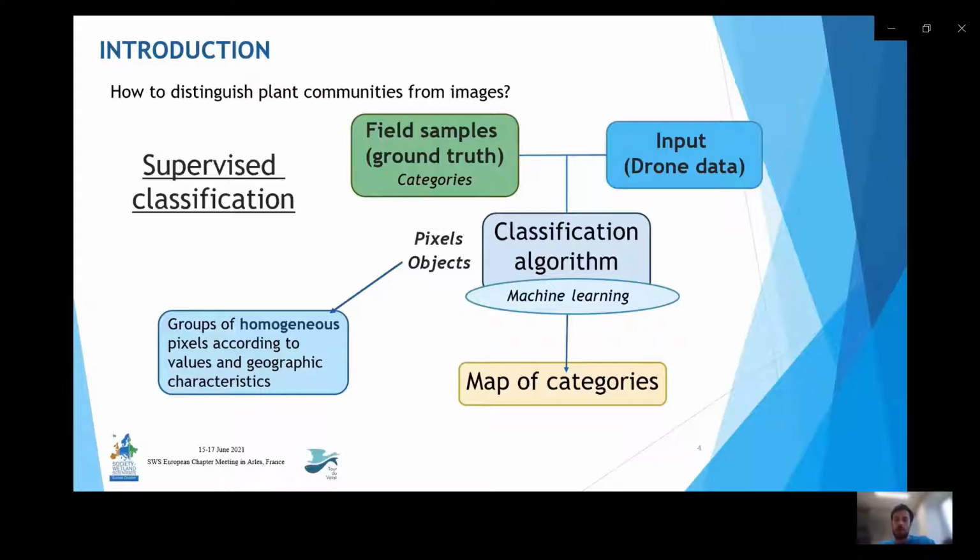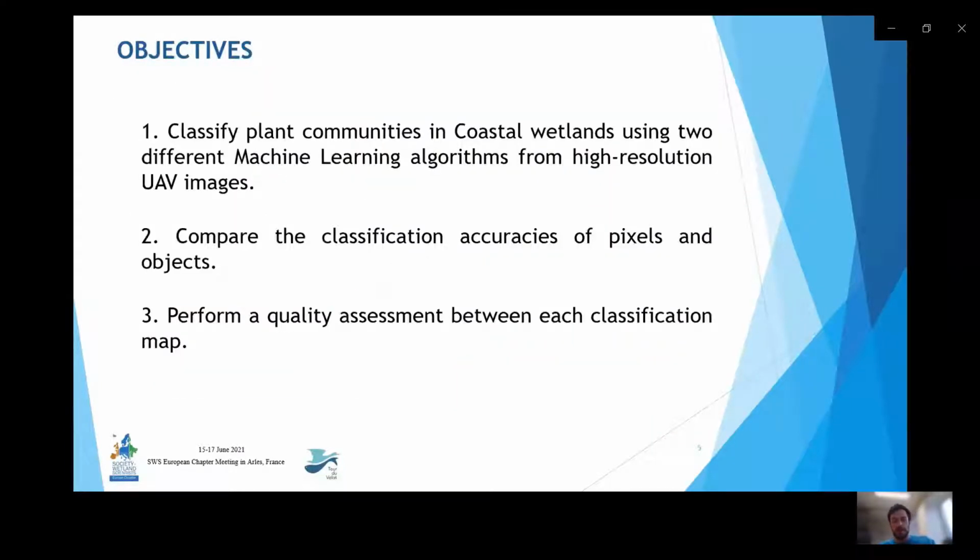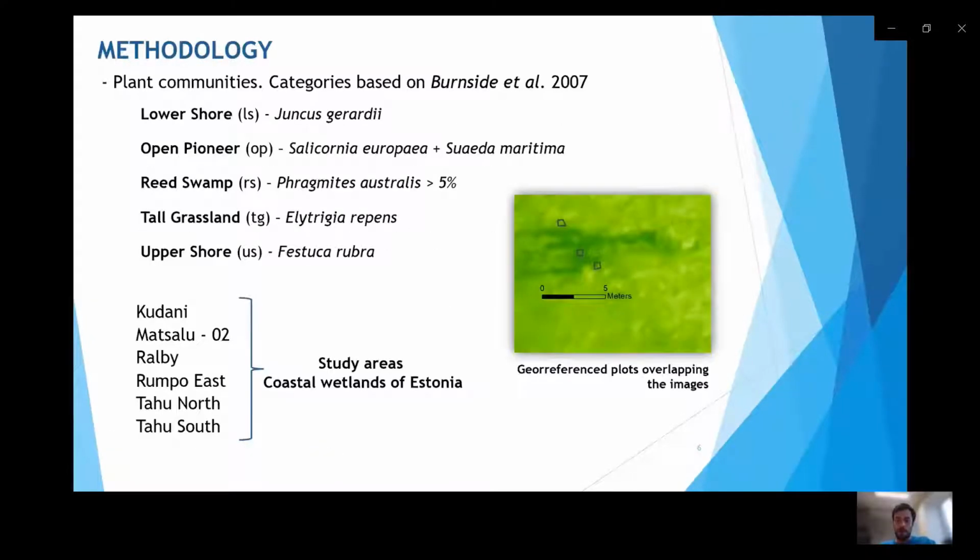From 2001, more and more studies were using the new paradigm of classifying images at object level because it was shown to be more efficient in high-resolution images. Then our objectives are to classify plant communities in coastal wetlands using 2 different machine learning algorithms from high-resolution UAV images, to compare the classification accuracies of pixels and objects, and to perform a quality assessment between each classification map.